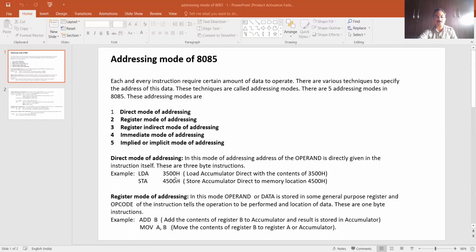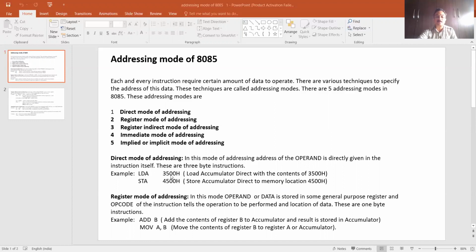What is this 3500? This is the address of the memory location where the data is stored. So since the address is directly given in the instruction, LDA is an example of direct mode of addressing. Load accumulator direct with the contents of 3500. The second example is STA 4500. Store accumulator direct, where in the memory location whose address is given in the instruction itself. So store accumulator direct to memory location 4500 in this case.